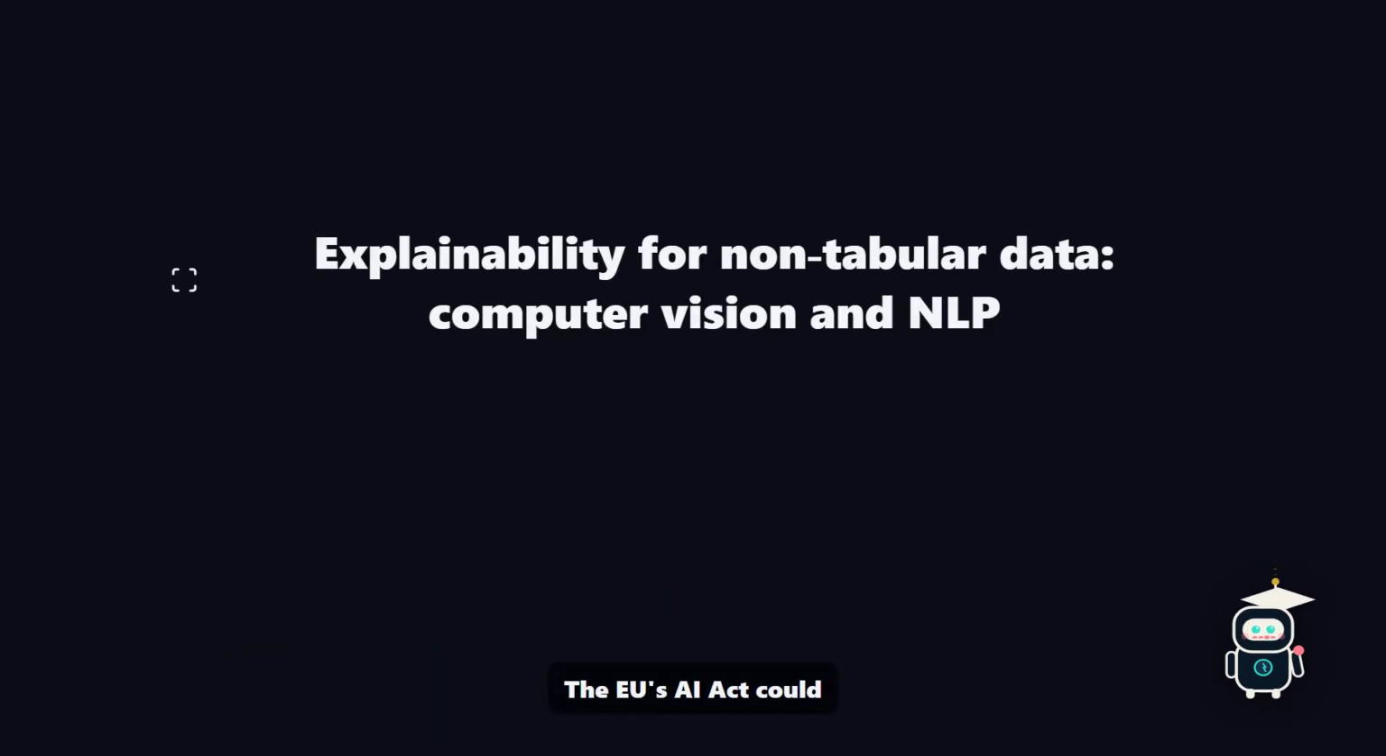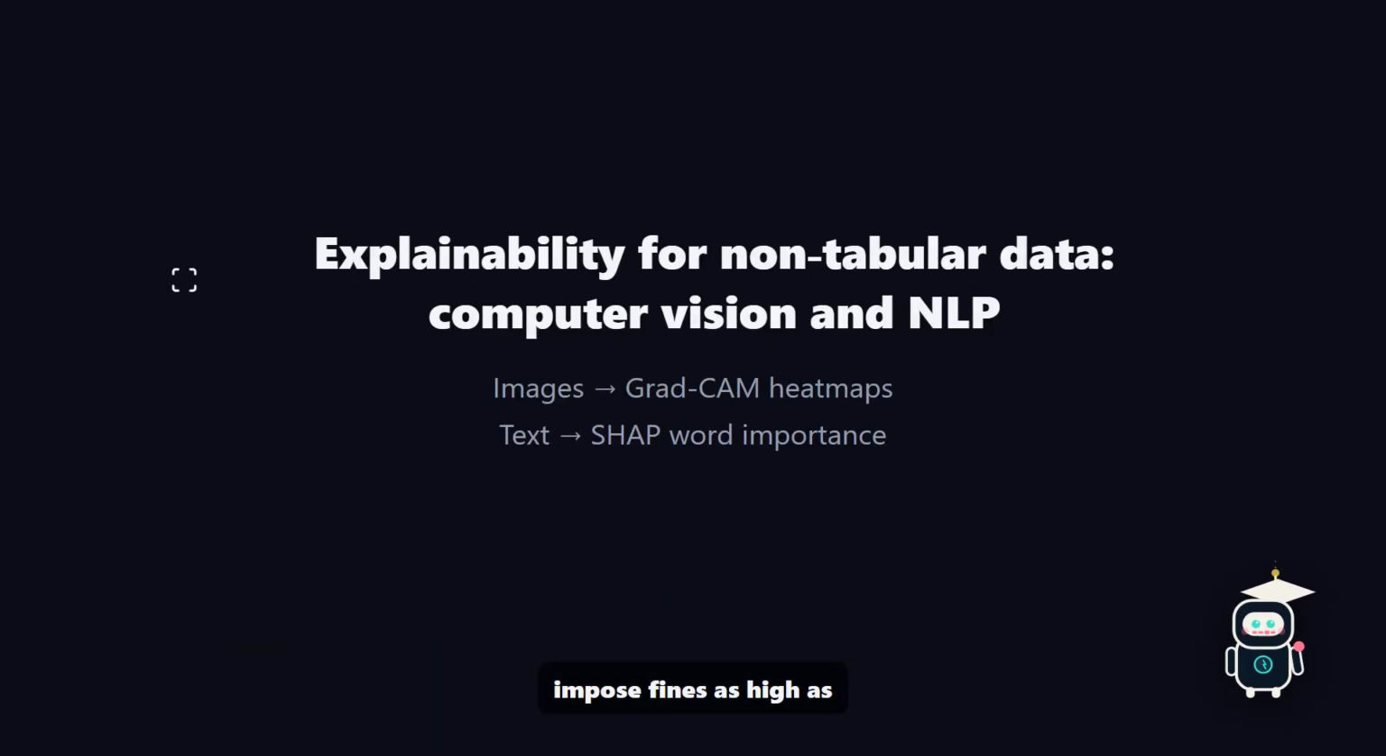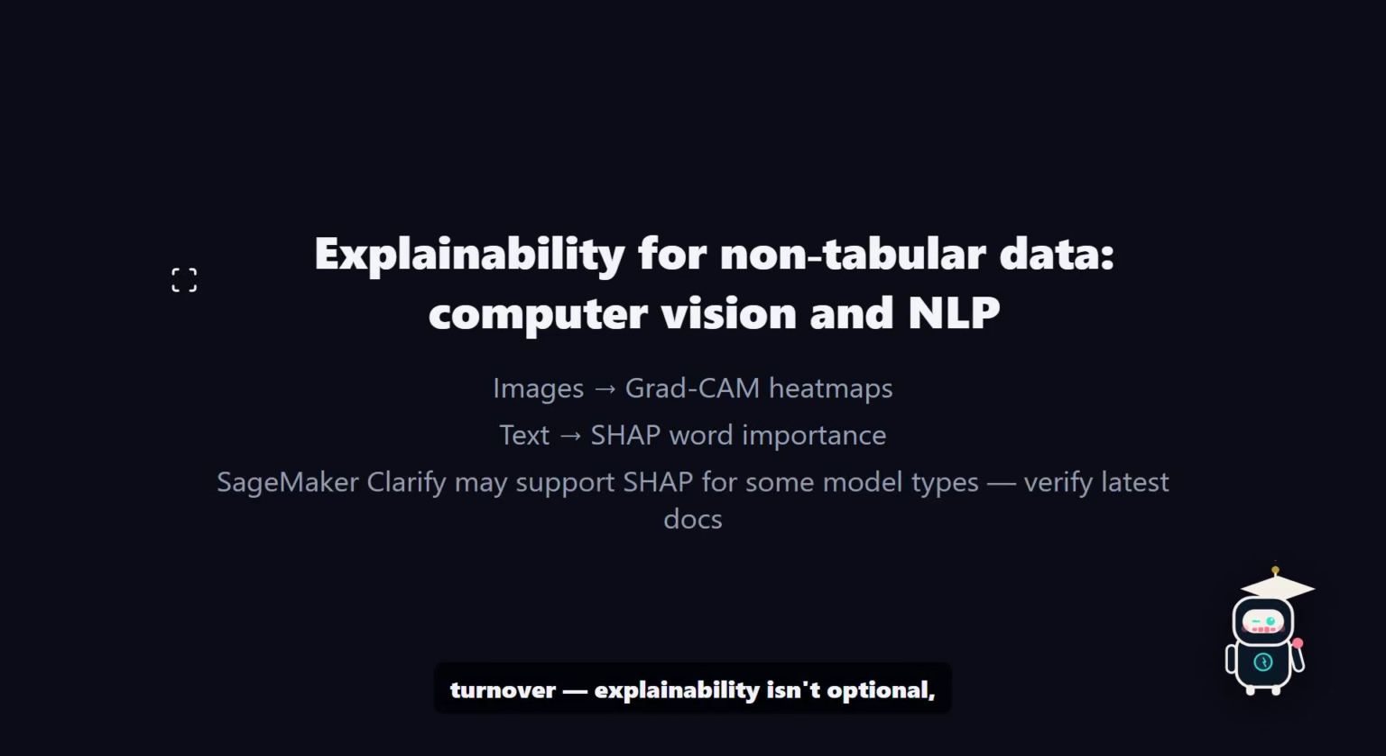The EU's AI Act could impose fines as high as a significant percentage of global turnover. Explainability isn't optional, it's mandated. For images, GradCam overlays heat maps to show exactly which pixels swayed the decision. For text, SHAP assigns an importance score to every word, making black box NLP models auditable. SageMaker Clarify provides bias and explainability features. For tabular data, SHAP is commonly used, and Clarify may offer integration for certain model types. Always check the latest documentation to see the current scope, as the exam may test your awareness that Clarify handles unstructured data as well.